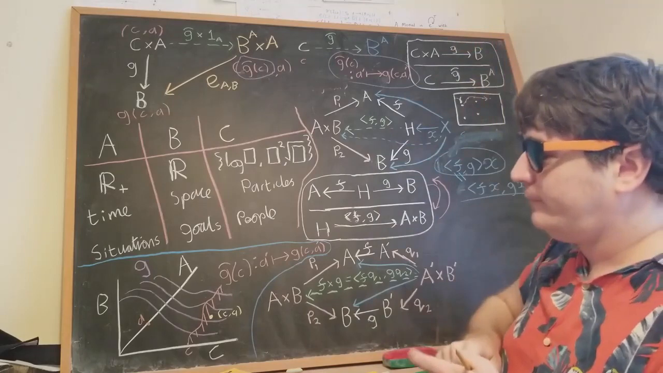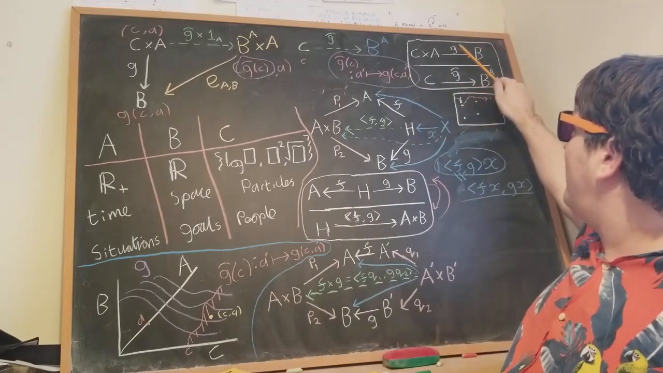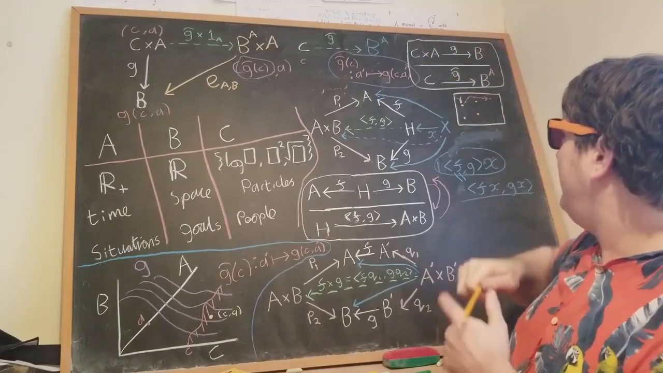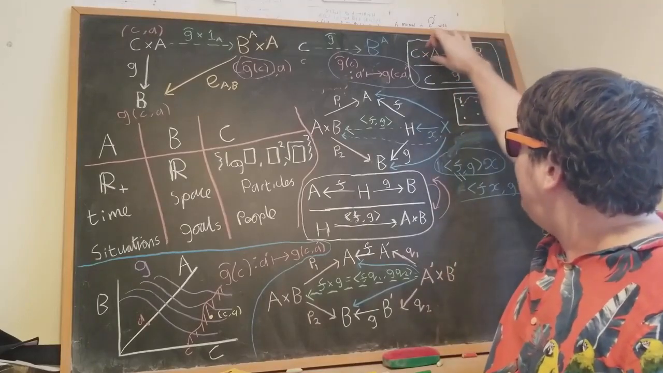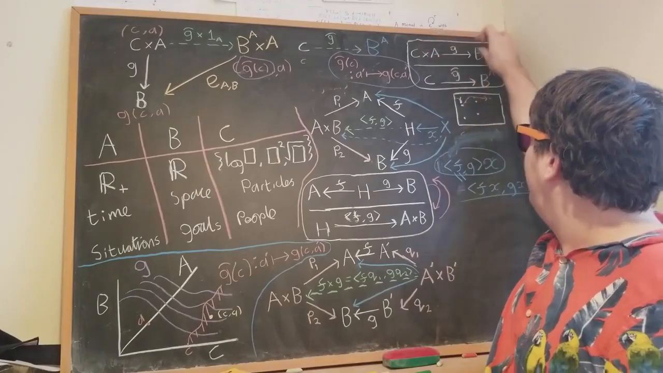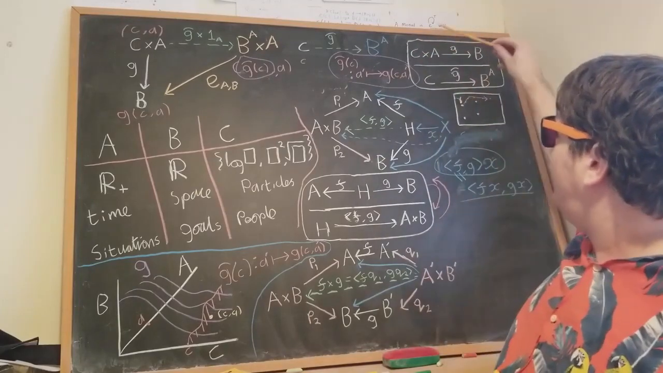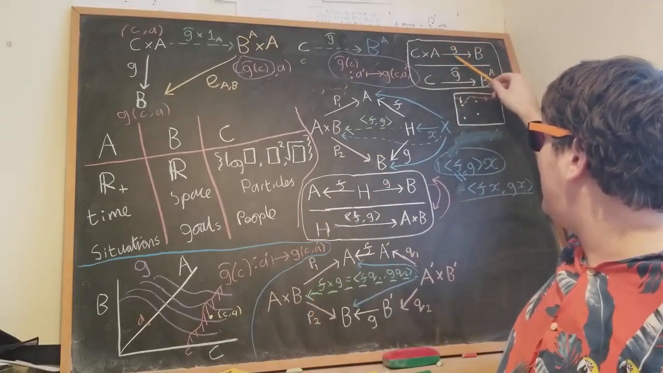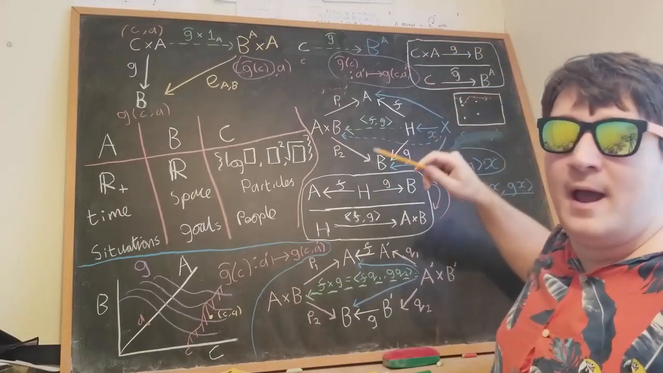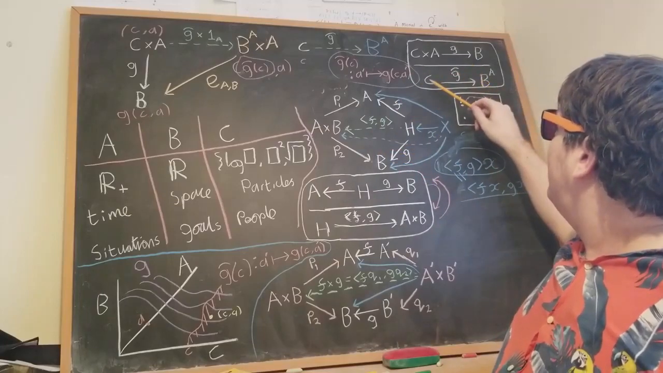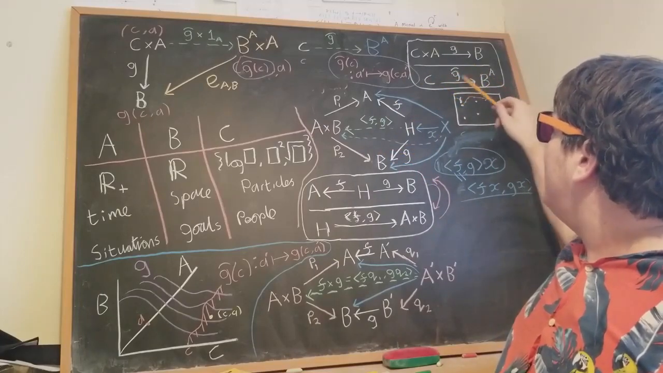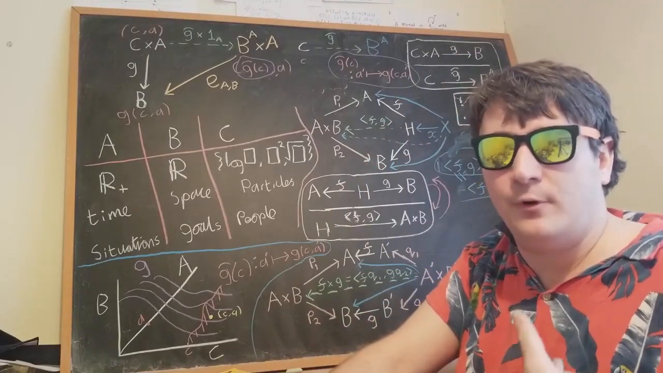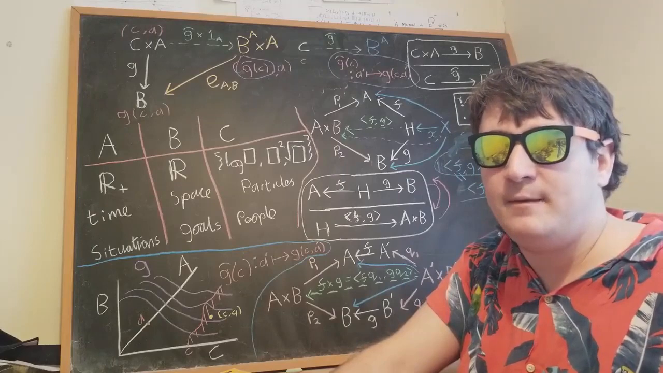Okay, so if we have an arrow G from C times A to B, we can always imagine taking this A here and lifting it up here, and we can use the property of the exponential object to convert this arrow to an arrow G bar from C to B to the power of A. Now, G bar is sometimes called the transpose of G. It's sometimes called the exponential adjoint of G.